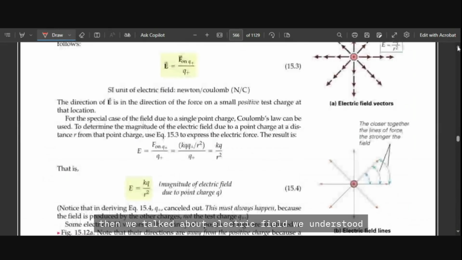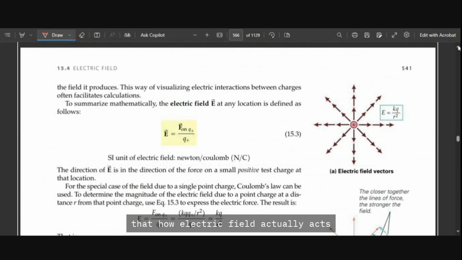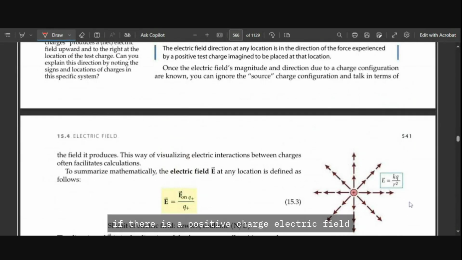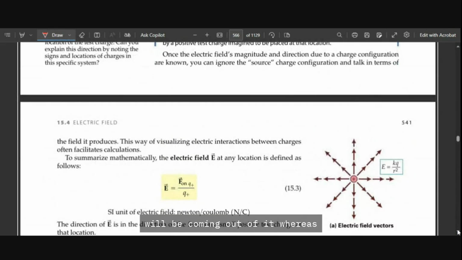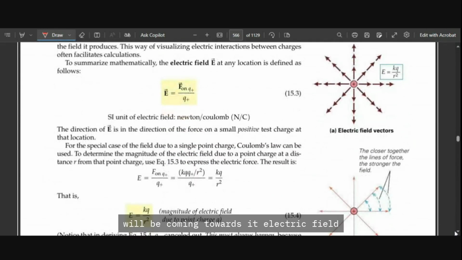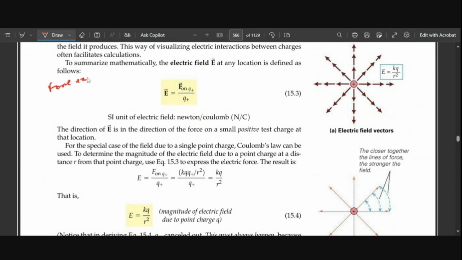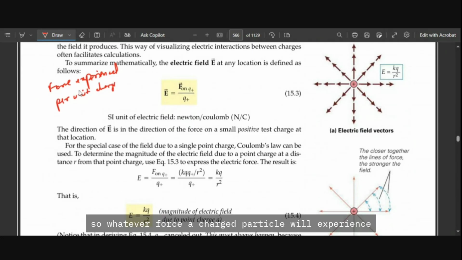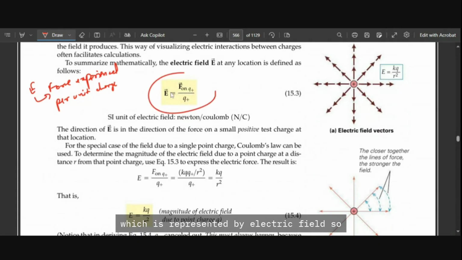Then we talked about electric field. We understood how electric field actually acts. If there is a positive charge, electric field will be coming out of it, whereas if there is a negative charge, electric field will be coming towards it. Electric field can simply be written as force experienced per unit charge. Whatever force a charged particle will experience is represented by electric field. So electric field is nothing but force by charge.